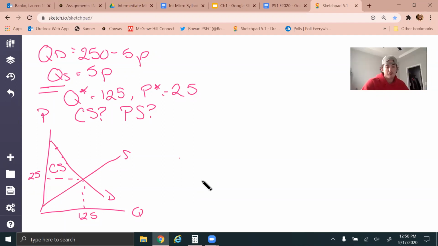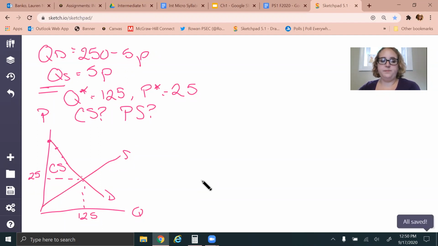You need to find the intercepts. Yeah, we definitely need the intercept. So we need to figure out this height, what this top number is, where demand hits the p-axis, and same with supply. We'll need that for the producer surplus. So I call this the point D.